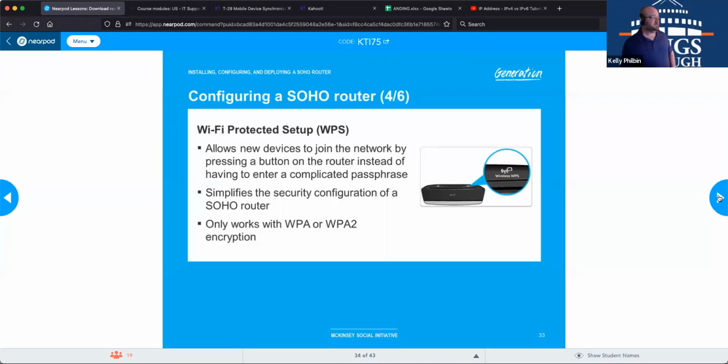All right, next, WPS. If you have this turned on, please turn it off. I know it seems like it's convenient, but this is like leaving your back door wide open.